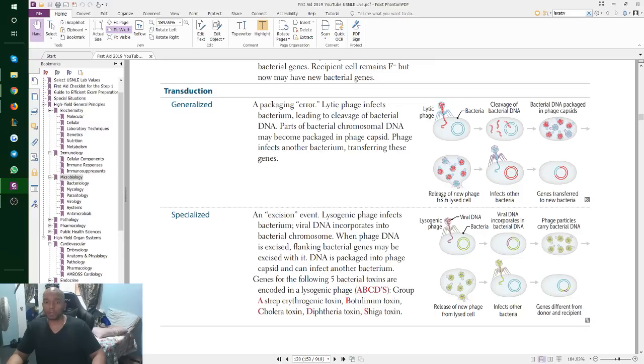DNA. So release of the new phage from the lysed cell occurs, and that can go infect other bacteria. So now you have two kinds of viruses doing their job, rather than just one. Right? So in a question, you might get like one virus, multiple cells, and then all of a sudden now you have two different kinds of viruses. That's because generalized transduction occurred. All right? The phage infects another bacterium, transferring these genes, and that's what you're seeing over here.